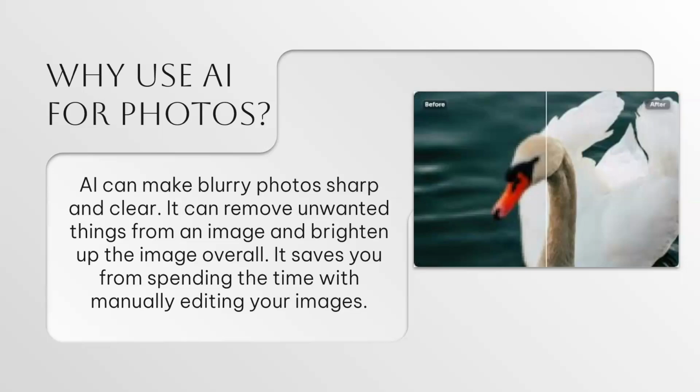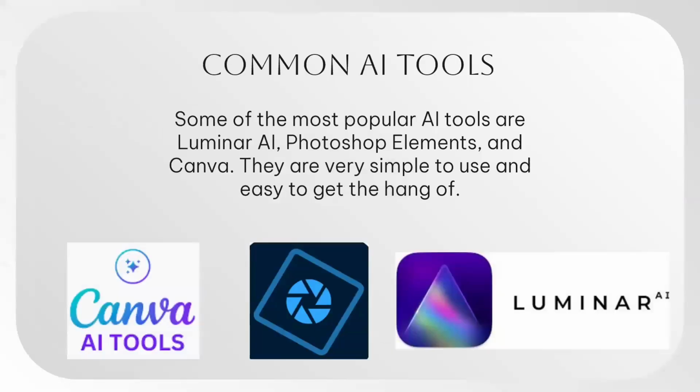These AI tools can also allow you to really easily remove unwanted objects from an image and brighten up the image overall by tweaking some of the settings automatically. And so it saves you the time that you would have spent manually editing these images. Some of the most commonly used AI tools for photo editing are Luminar AI, which is the one we'll be going over later, Photoshop Elements, and Canva. These are all very simple. They have generally the same kind of feature set, just with some slight differences.